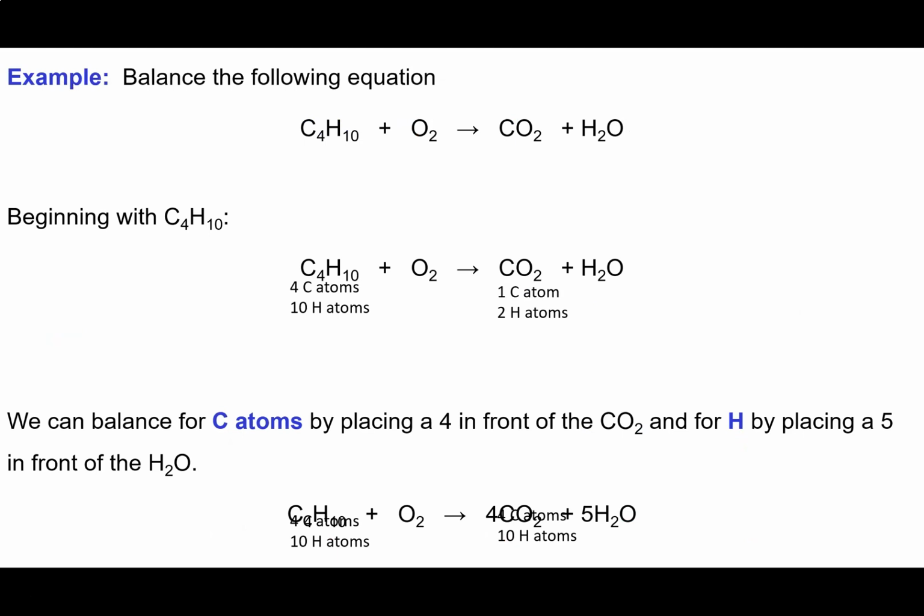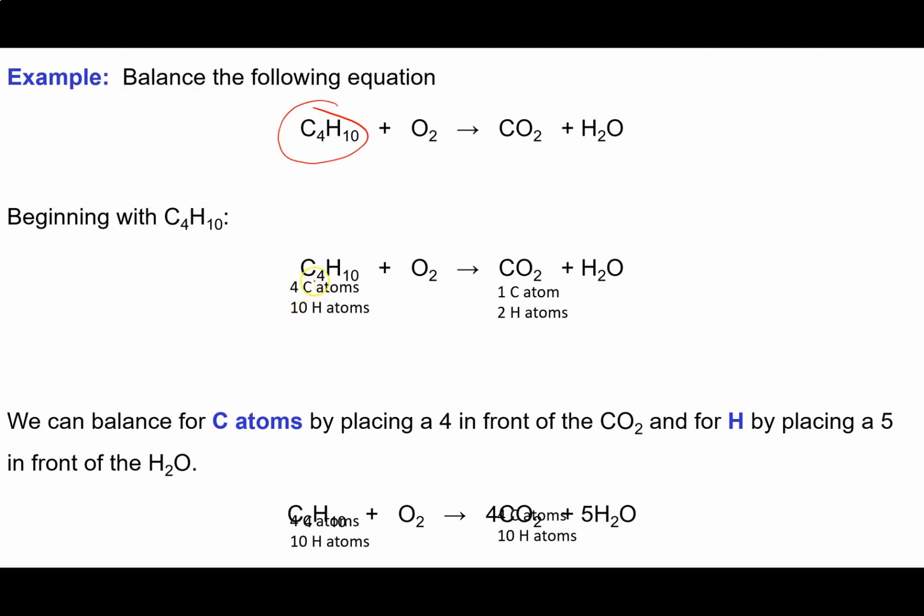So let's have a look at a more complicated one. This one's complicated because it has what we call interfering coefficients. So let's see how this is going to play out. So we've got C4H10 reacting with oxygen to make carbon dioxide and water. So this looks pretty complicated. So I'm going to begin with that guy and I'm going to start balancing for carbon and hydrogen atoms.